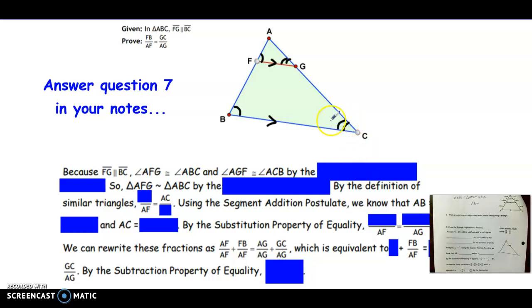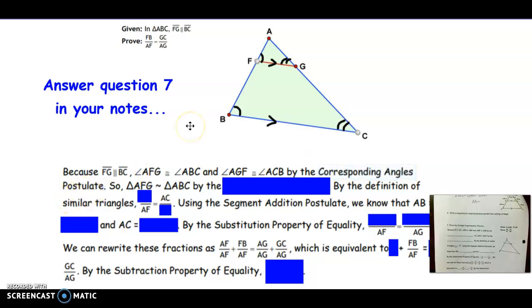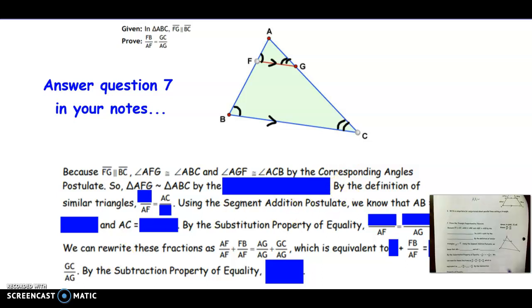Now, how do I know that to be true? Well, what type of angles are these? They're corresponding. So that is the corresponding angles postulate. It's a theorem. We can prove it, so either one is fine. But just know it's the corresponding angles relationship that we're looking at there. That's enough information to say the triangles are similar.